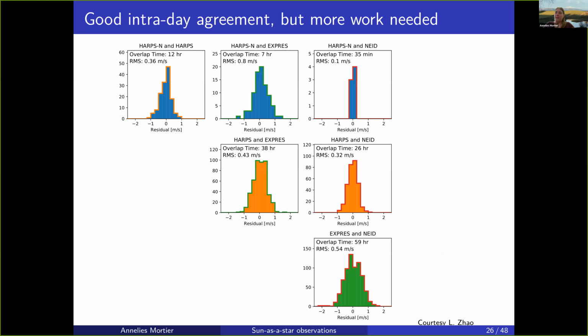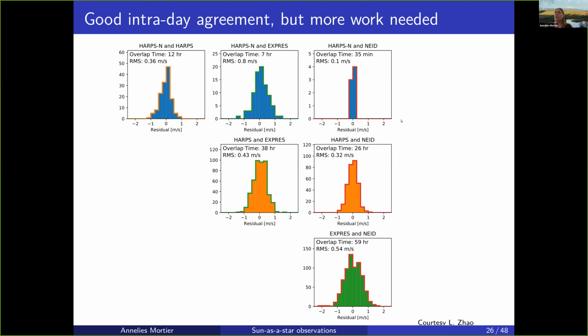So within a day, again, we have rather good agreement. A lot of our issues are indeed, again, with doing that on longer timescales. But here, if you just look within a day, if you take all of them and apply an offset per day so that they all match, and then take the overlap between two particular instruments and look at the residuals if you subtract one from the other, it's very similar to what I showed before of just HARPS and HARPS-N.